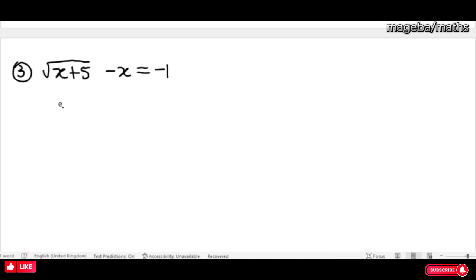And then after that, I must get rid of this square root. How can I do that? Square both sides. What I do on the left hand side, I must do it on the right hand side again.